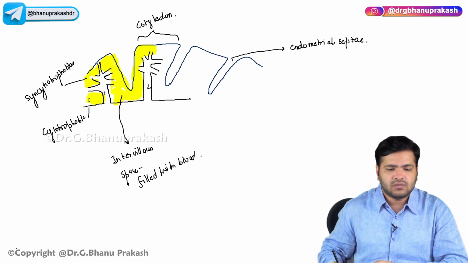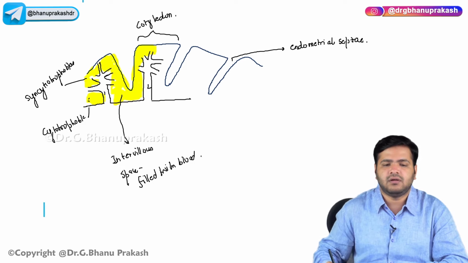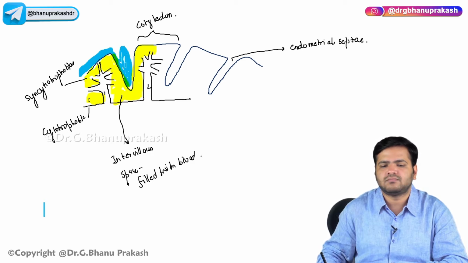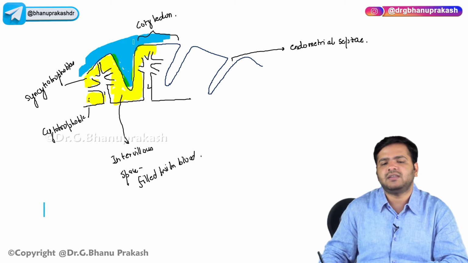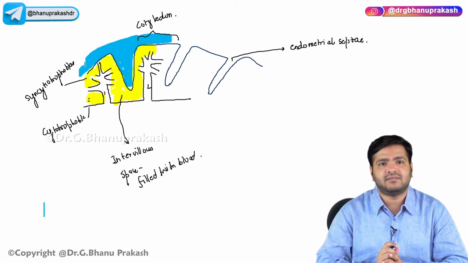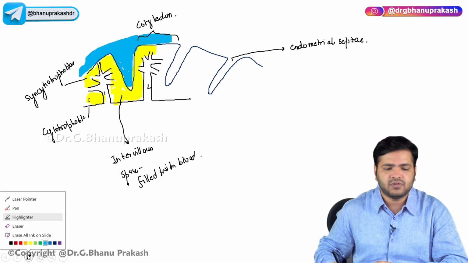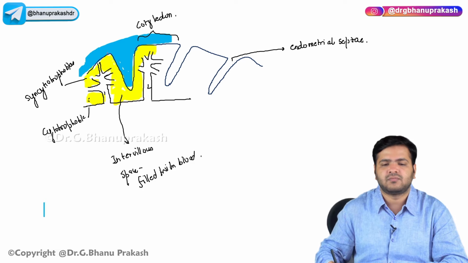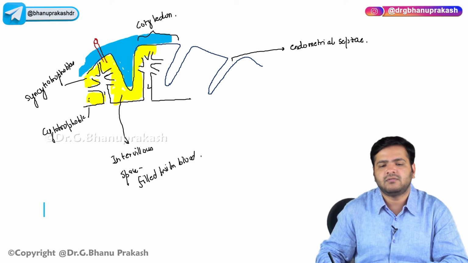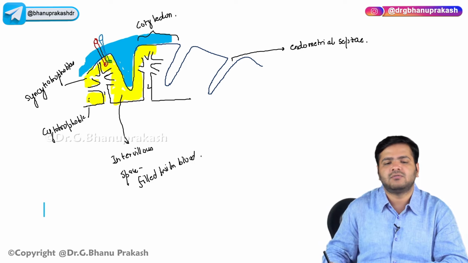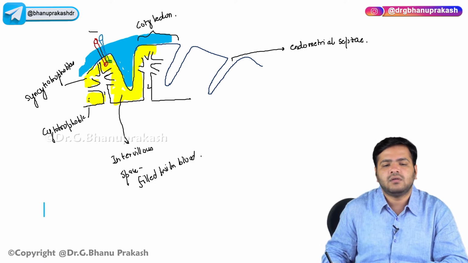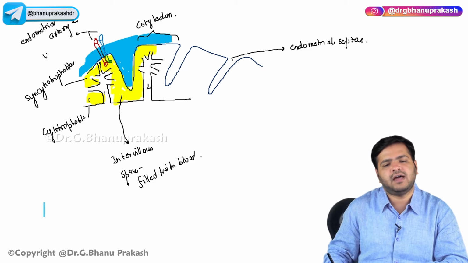And you already know the endometrium, which let me just try to draw. Yes, this is the endometrium, which is invading. This endometrium will contain the blood vessels. So we have the endometrial arteries and veins which will go inside. We have this endometrial artery and correspondingly the endometrial vein which will go inside like this.